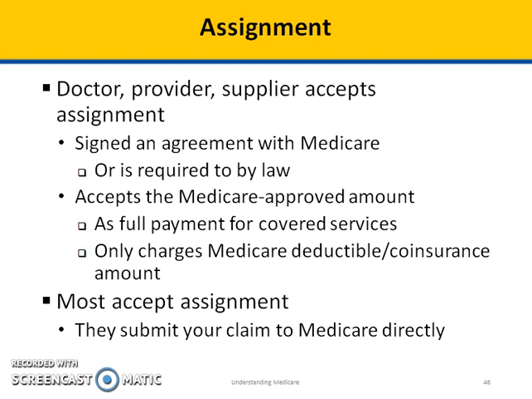Here's what happens if your doctor, provider, or supplier accepts assignment. Basically, your out-of-pocket costs may be less. They agree to charge you only the Medicare deductible and coinsurance amount, and usually wait for Medicare to pay its share before asking you to pay your share. They have to submit your claim directly to Medicare and cannot charge you for submitting the claim. In some cases, doctors, providers, and suppliers must accept assignment, like when they have a participation agreement with Medicare and give you Medicare covered services.